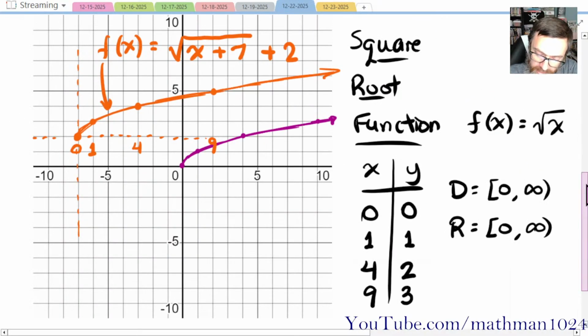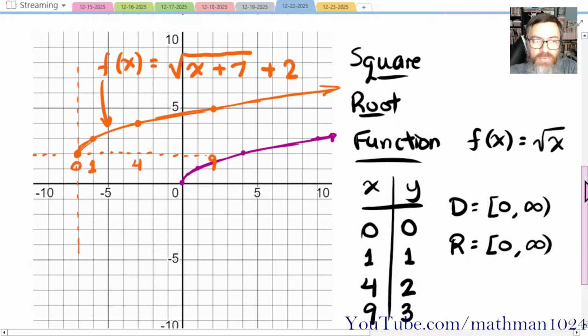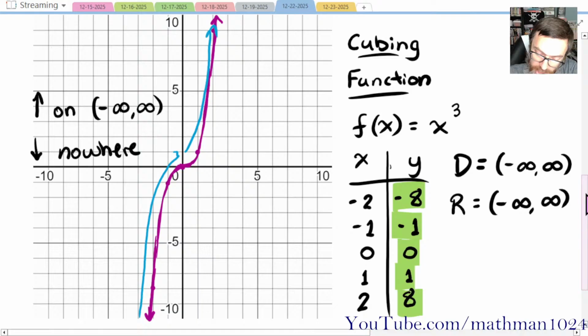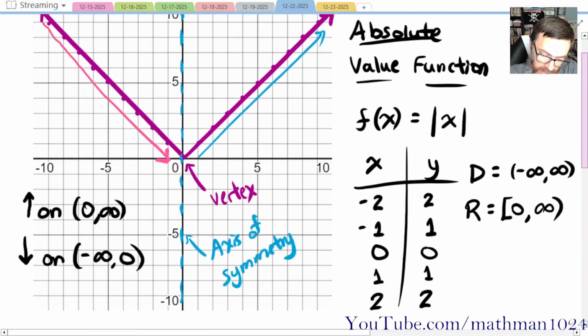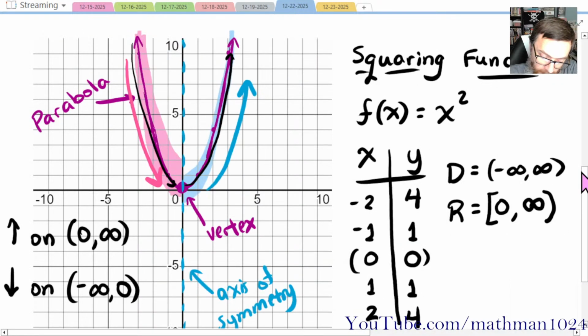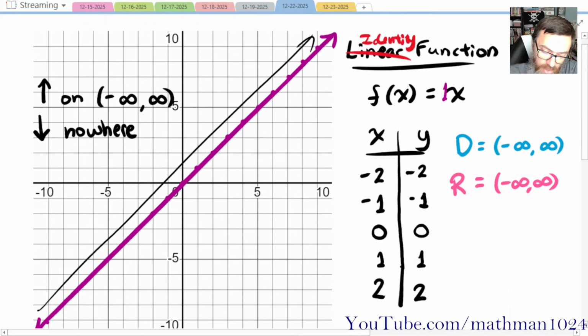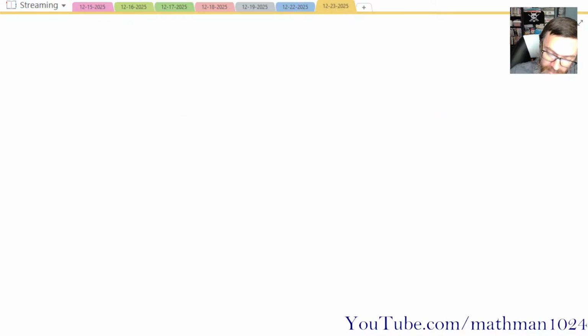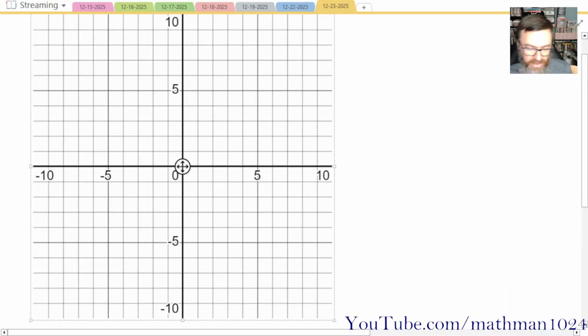I think we did this back over here yesterday. So we talked about those parent functions, like there's the square root function you see there in purple, there's the cube root function, the cubing function, the absolute value function. These are all those basic shapes we talked about yesterday. There is your squaring function, and of course, just your linear function or your identity function. All right, so let's put this into practice and let's see what we can do here.